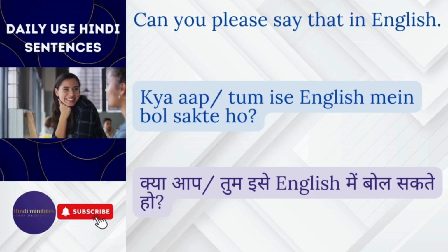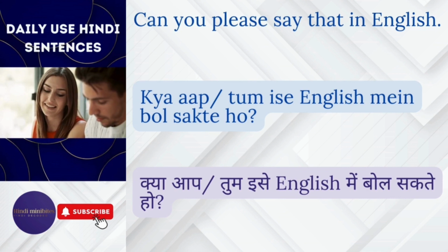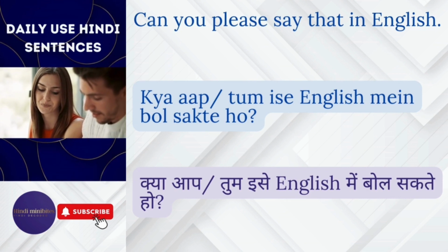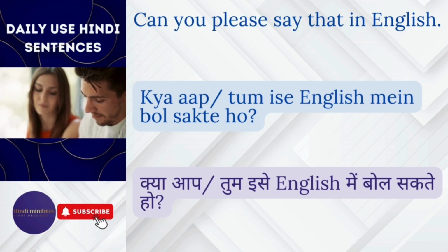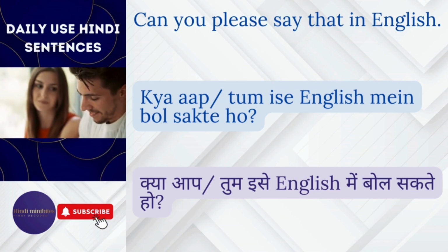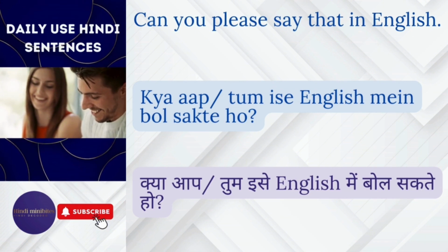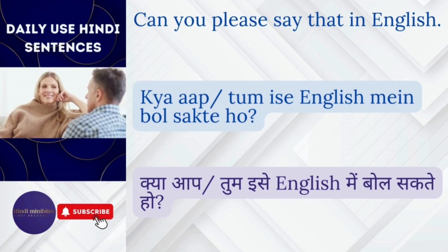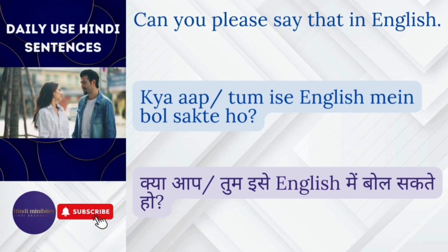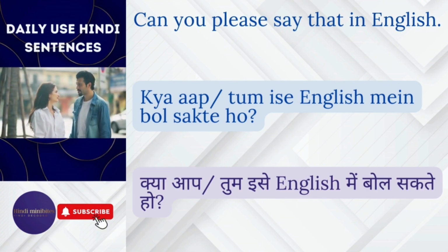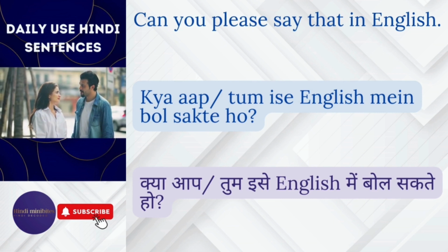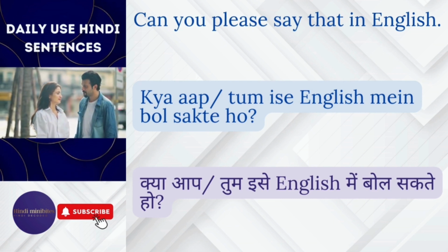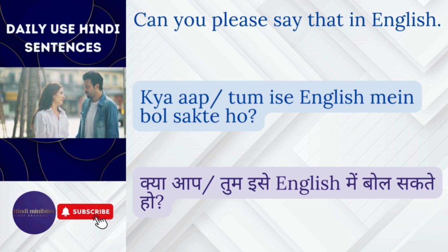The next sentence is, can you please say that in English? In a formal setting, say, क्या आप इसे English में बोल सकते हो? In an informal setting, say, क्या तुम इसे English में बोल सकते हो? Quick word meanings here. क्या means what, आप और तुम means you, इसे means this, में means in, बोल means speak, सकते हो means can.